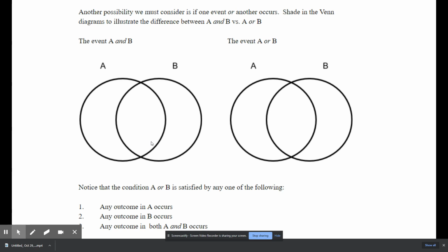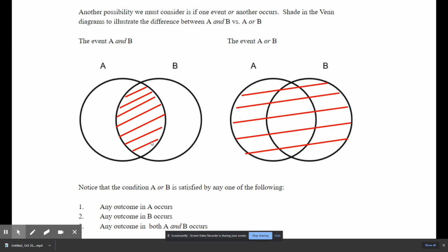So if we're going to shade in these Venn diagrams to illustrate the difference between A and B versus A or B, A and B would be this middle section. I call it the football shape section. That's A and B, whereas A or B would be all of this. So it includes that middle, that football shape in the or part. Notice that the condition A or B is satisfied by any one of the following: any outcome in A, any outcome in B, any outcome in both A and B.